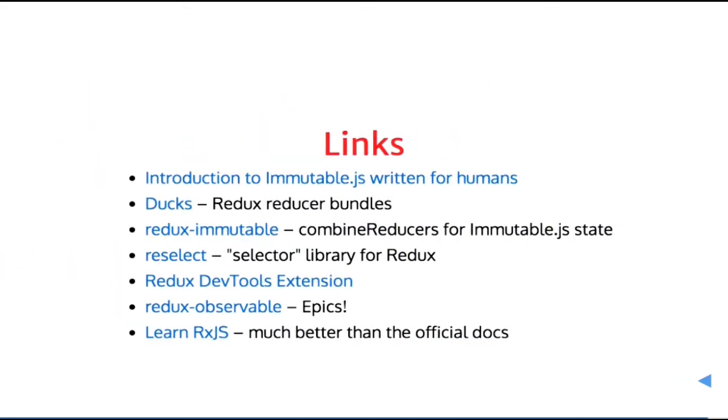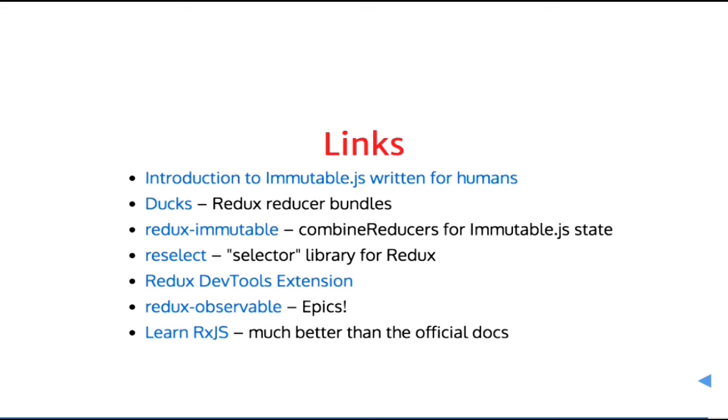So, useful links. The Immutable.js documentation is good, but not good enough for you to start reading it as a first introduction to Immutable. There is a really good set of articles called Introduction to Immutable.js written for humans. And I would recommend you start with this.